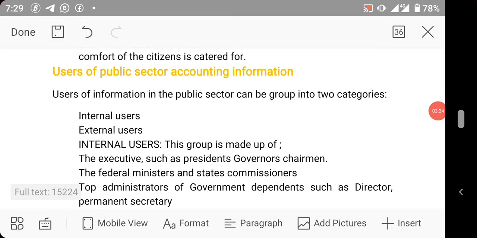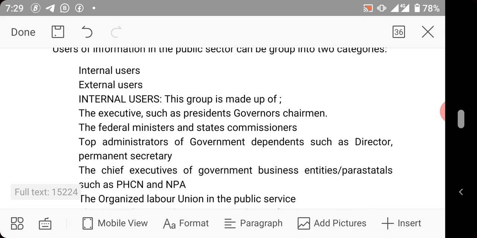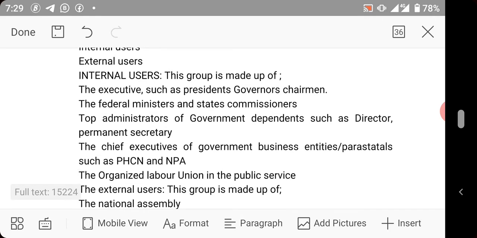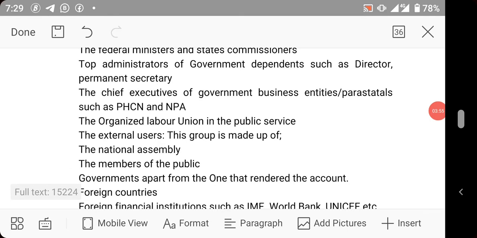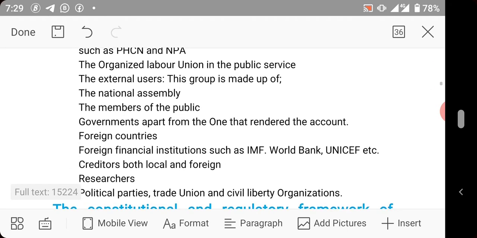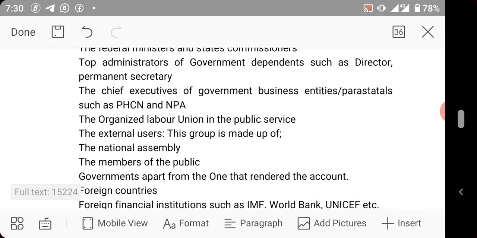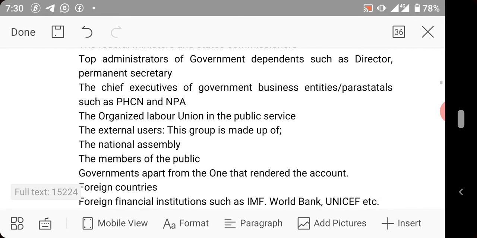The users of public sector accounting are of two types: internal users and external users. You can see it here. Internal users, this group is made up of the executive government, which is the president, the governors, and the chairmen, the federal ministers, the state commissioners, the top administrators of government, and all that. The organized labor union in the public sector is another set of users.